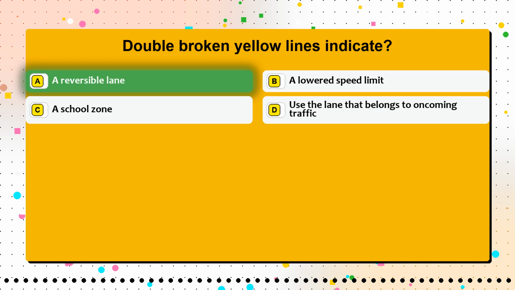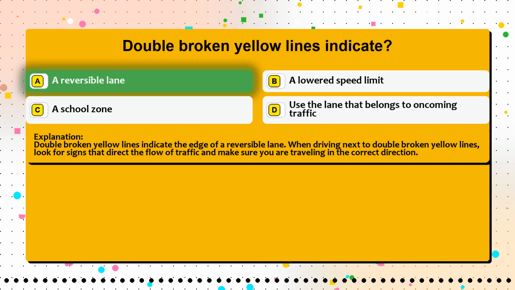The correct answer is option A. A reversible lane. Double broken yellow lines indicate the edge of a reversible lane. When driving next to double broken yellow lines, look for signs that direct the flow of traffic and make sure you are traveling in the correct direction.